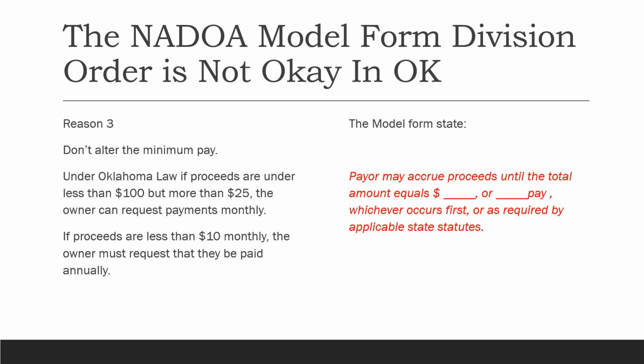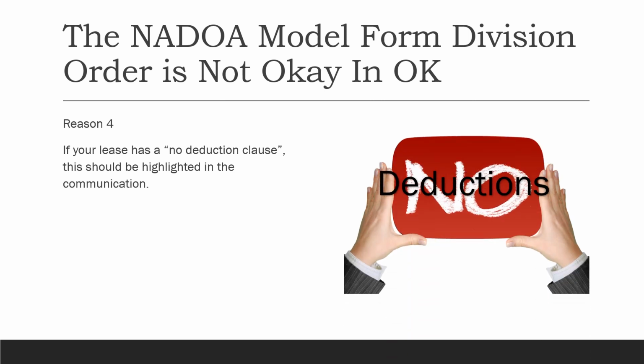The third reason is there's no reason to alter the minimum pay. Oklahoma law says that if the proceeds are under $100 but more than $25, the owner can request payments monthly. And if proceeds are less than $10 monthly, the owner may request that they be paid annually. So there's no reason to say that you will only be paid once the proceeds reach $100 or more, because that can delay payments you're entitled to receive on a more timely basis. If your lease has a no deduction clause, this should be highlighted in the information provided to the company.